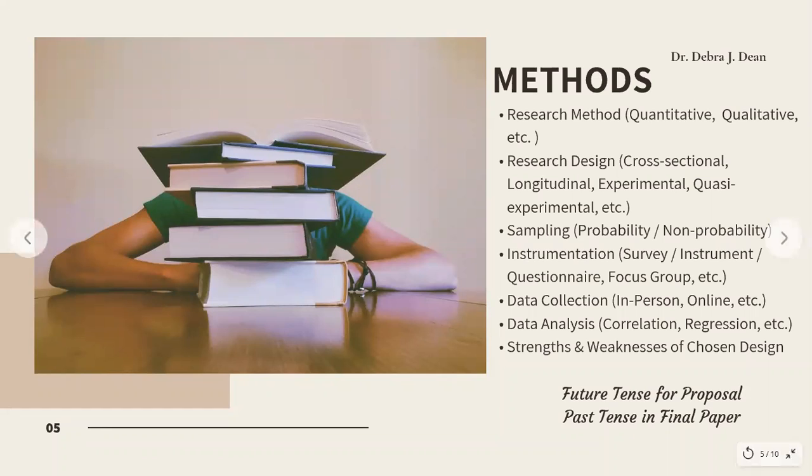Okay, so a difference between a proposal and the final project is your tense. You use a future tense for your proposal, which again are the first 3 chapters. So your introduction, literature review, and the methods section. And you're saying, this is what I'm going to do. If you've already done it, then you go back and change that to a past tense.